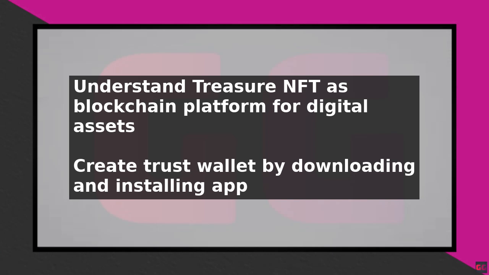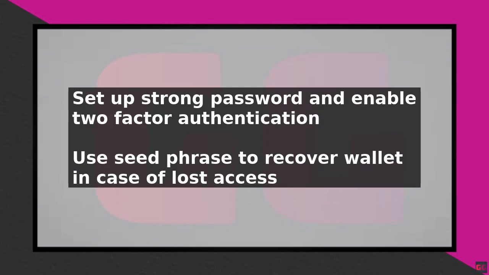You will be prompted to download and install the Trust Wallet app on your device. Once installed, open the app and click on Create a new wallet. You will be given a seed phrase, which is a list of words that you must write down and keep in a safe place, as it will be used to recover your wallet in case you lose access to it.